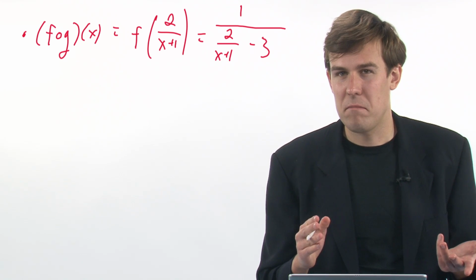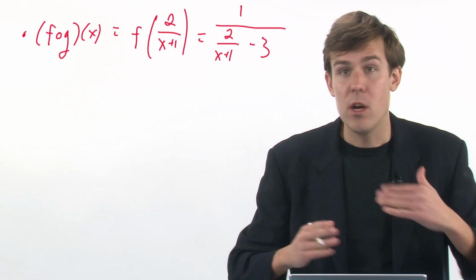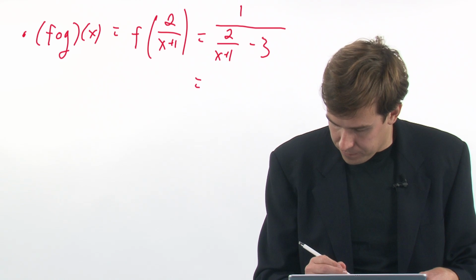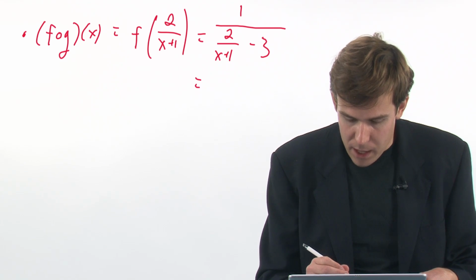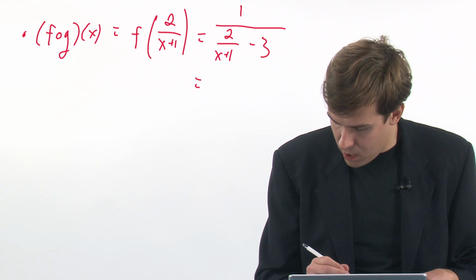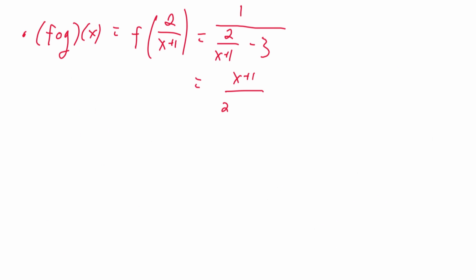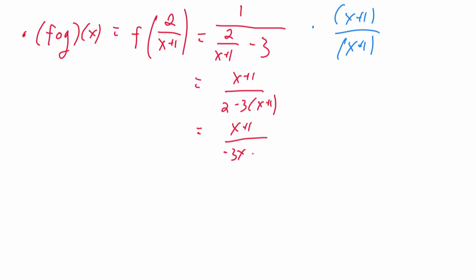Kind of ugly looking. There's a fraction inside of a fraction. So what I'll do is I'll simplify this. I'll multiply top and bottom by x plus 1, and I will get x plus 1 divided by 2 minus 3 times x plus 1. And again, this was done by multiplying top and bottom by x plus 1. So I get x plus 1 divided by negative 3x minus 1.